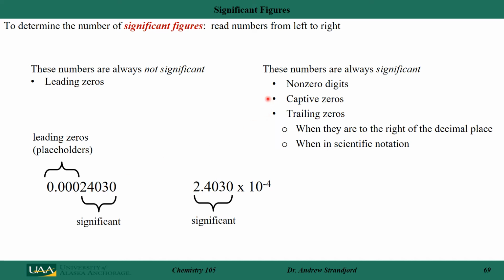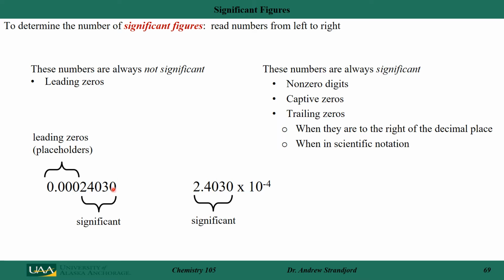Any captive zeros, that's a 0 between any non-zero digit, so this 0 is significant, and any trailing zeros. Trailing zeros are significant when they're to the right of the decimal point or when they're in scientific notation. So in this case, I look at this value as written here, expanded: 1, 2, 3, 4, 5. I have 5 significant digits.